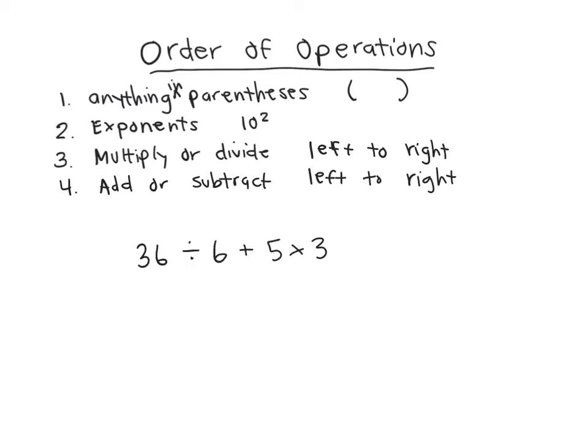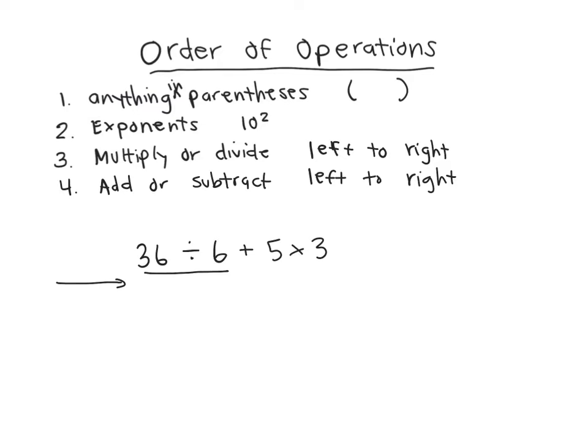Okay, so if we look at this problem right here, 36 divided by 6 plus 5 times 3. The first thing we do is parentheses, there's none. Then we would do exponents, there's none. Then we would do multiply or divide from left to right. So if we look going this way, this is left to right, the first thing that we come across is a division problem. We wouldn't skip over it just because it's dividing. We wouldn't do the multiplying first. We would do all of the dividing and then all the multiplying.